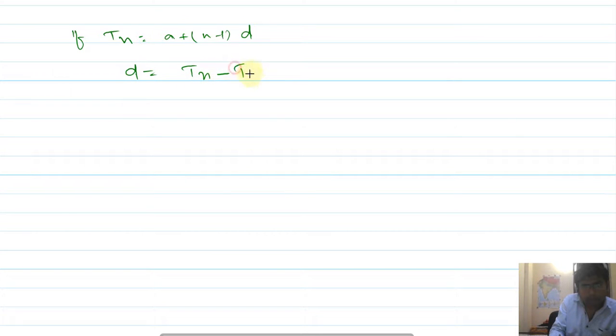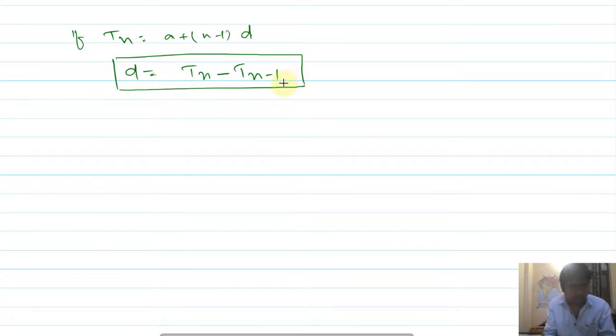Okay, this is one concept. If tn is a plus n minus 1 into d, how can you find d? Just find tn minus tn minus 1. I think this is the basic concept. We already understand how to get d, because d is just the difference between two consecutive numbers. So tn is the last term and tn minus 1 is the second last term. So you can get the value of d.